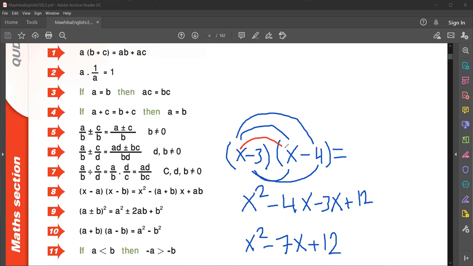X times x equals x squared. Then you add minus 3 and minus 4. When you add minus 3 minus 4 equals minus 7x, you put it here. And you multiply it, minus 3 times minus 4 equals plus 12. So you get the same answer, right?